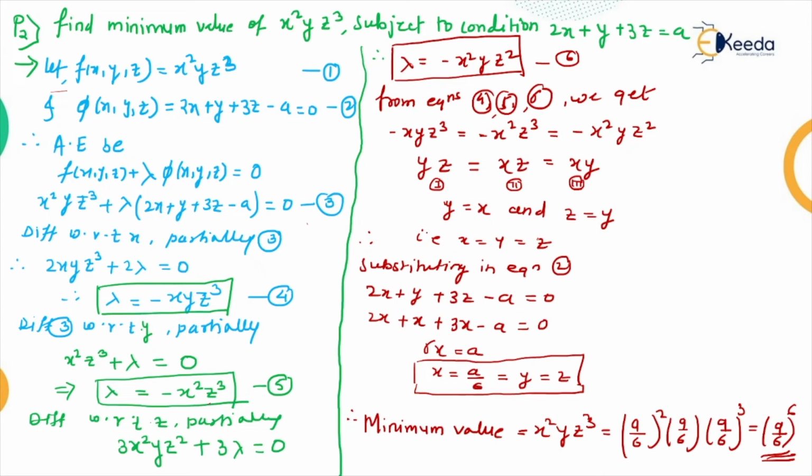This gives x is equal to y is equal to z, and substituting the value in equation number 2, we get x is equal to a divided by 6. X is equal to a divided by 6, and this is also the value of y and z. Put these values in the given function, x square y z cube, and the final answer is a divided by 6 to the power 6, which is the minimum value of the given function. Clear up to this?